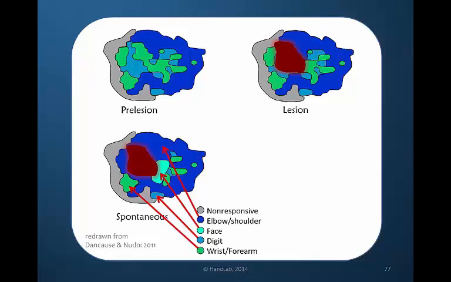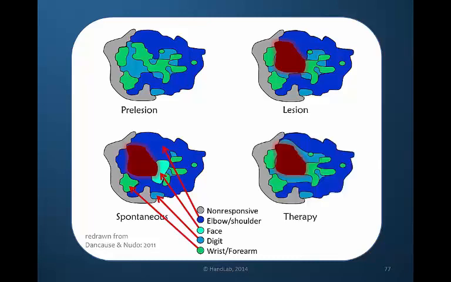But what is so encouraging and so fascinating is if we take this same individual and they undergo therapy, we can actually change the representation and recreate a closer to normal representation. One can see that it is not identical to the pre-lesion, but that the proportional representations are significantly more similar to the pre-lesion than the spontaneous response without therapy.